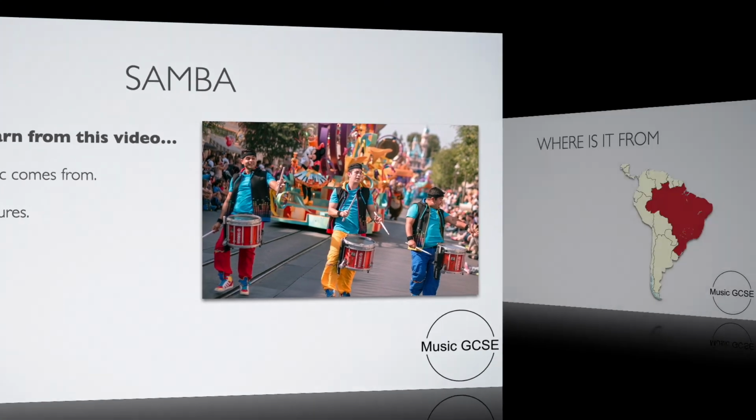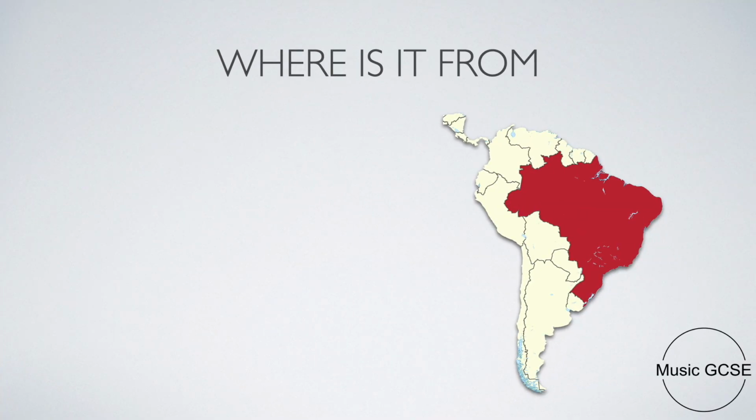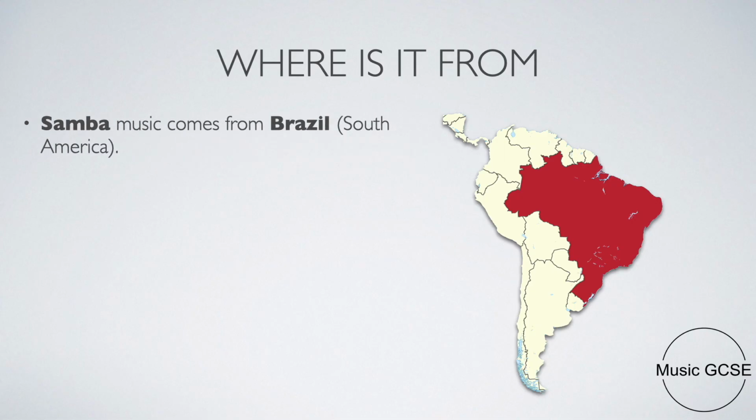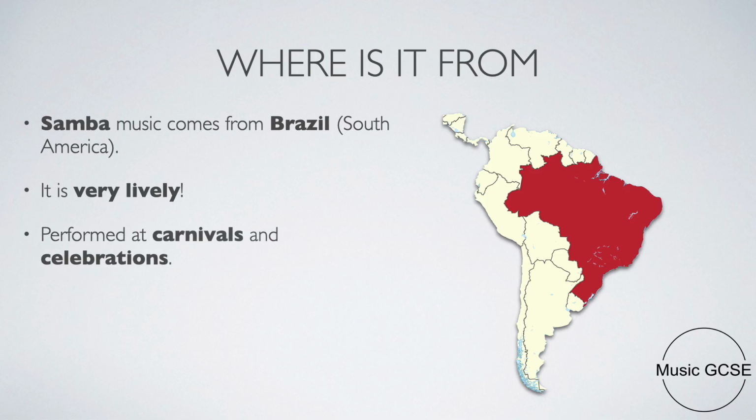So let's start by taking a look at where samba music comes from. Samba music comes from Brazil, which is a country within the continent of South America. Samba music is very lively, often performed at carnivals and celebrations. And samba music is heavily influenced by African drumming. So if you've watched the video on African drumming, you will already know some of the musical features. However, keep watching because certain things are different in samba music, and samba music uses different instruments to African drumming.